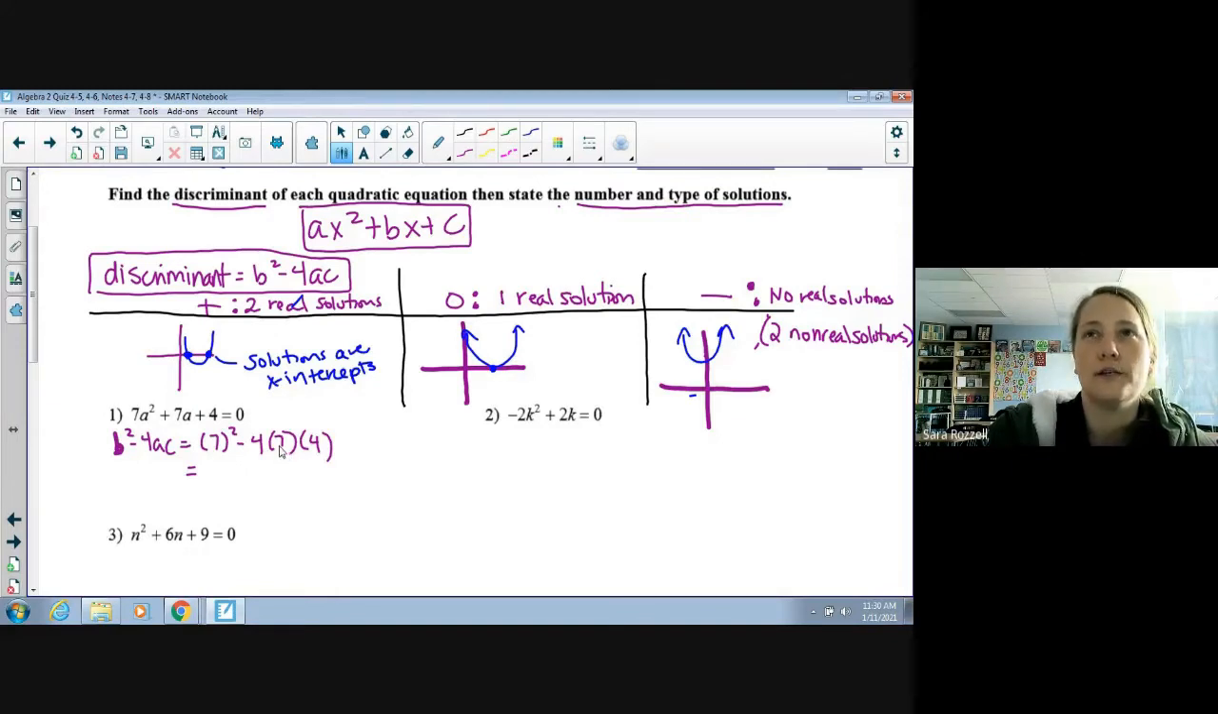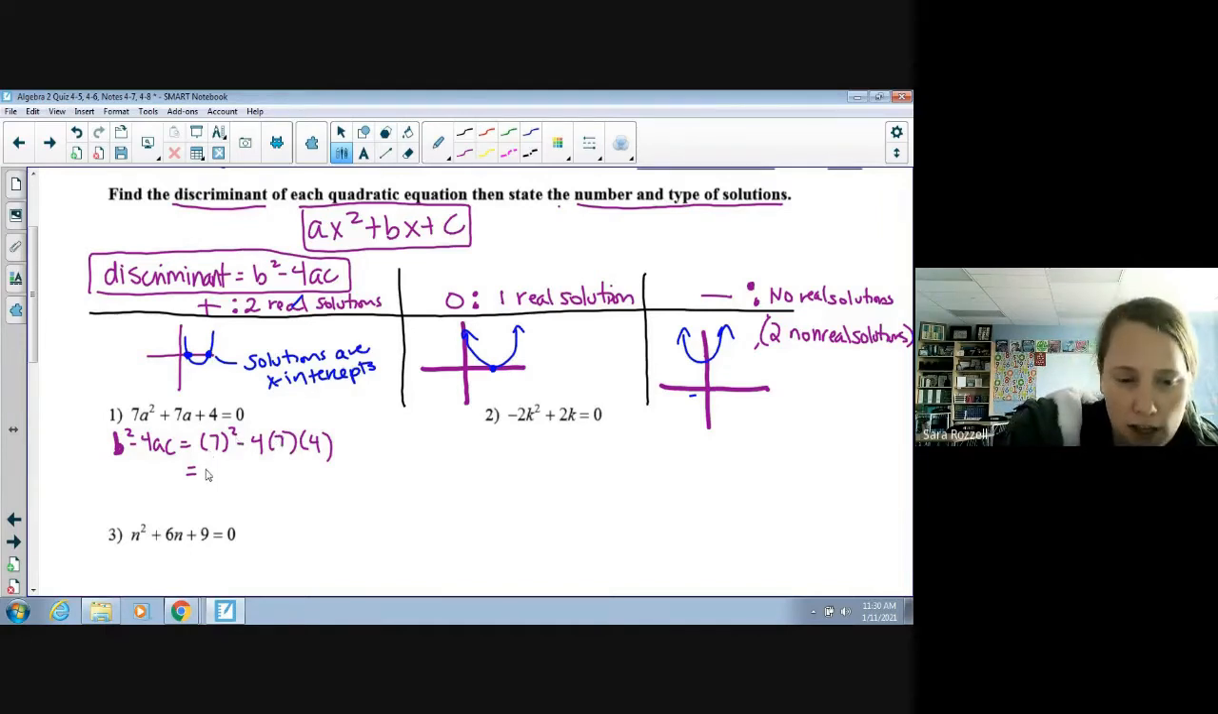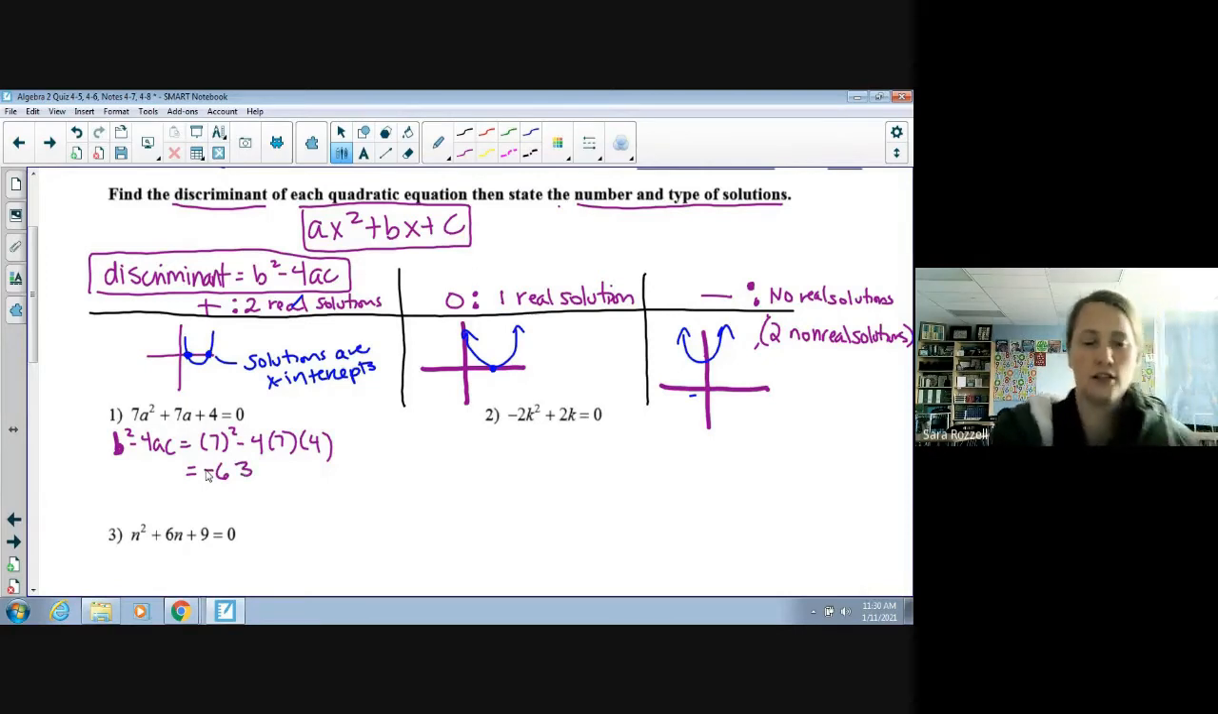All right, let's see. Diamond, you get it? Oh, we got it. Good. Negative 63. Thank you, Layla. Negative 63. So our discriminant is negative 63.